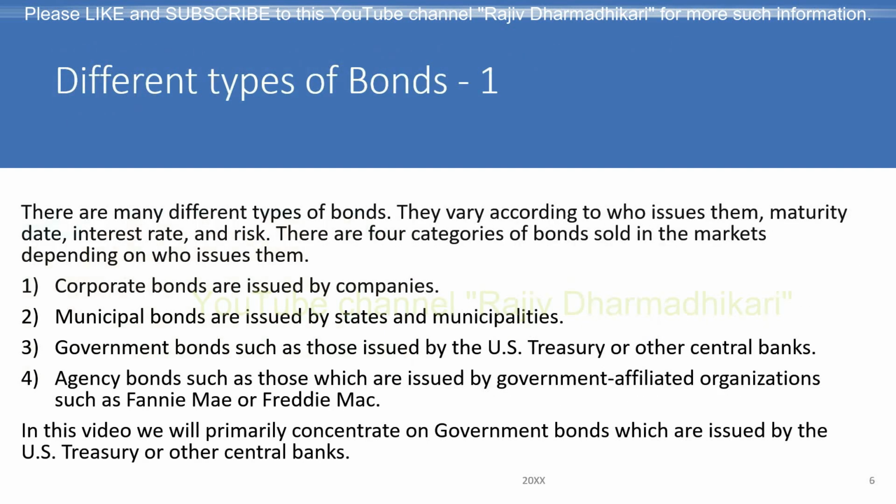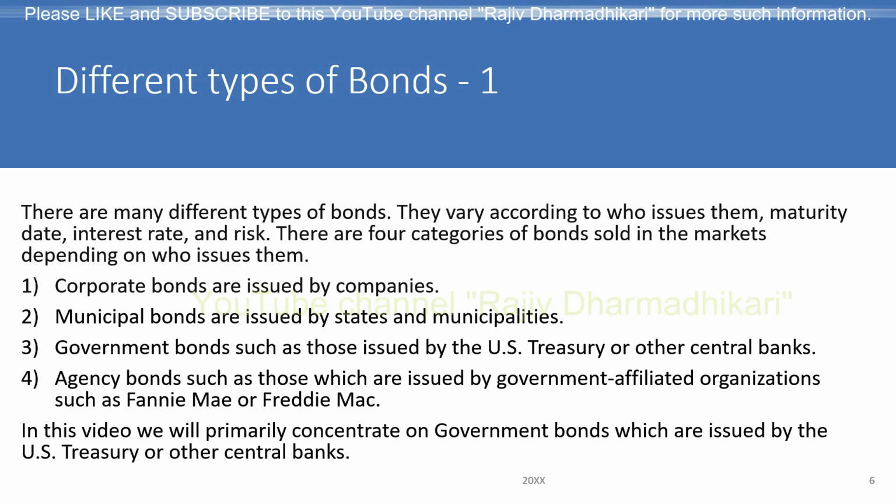Different types of bonds. 1. There are many different types of bonds. They vary according to who issues them, maturity date, interest rate, and risk. There are 4 categories of bonds sold in the markets depending on who issues them. Corporate bonds are issued by companies. Municipal bonds are issued by states and municipalities. Government bonds such as those issued by the U.S. Treasury or other central banks. Agency bonds such as those which are issued by government-affiliated organizations such as Fannie Mae or Freddie Mac.